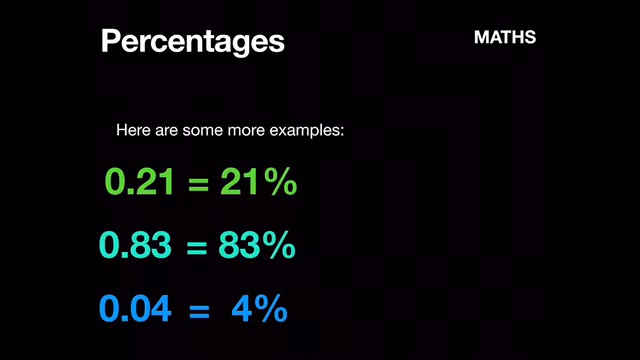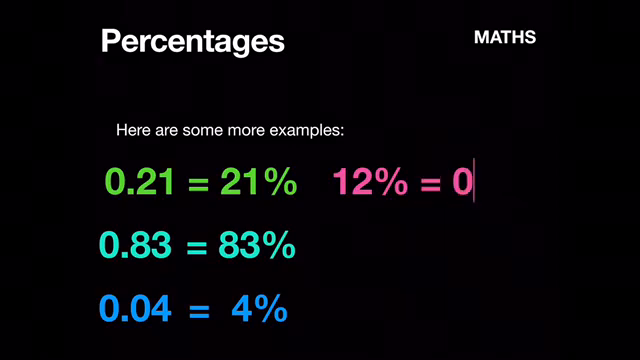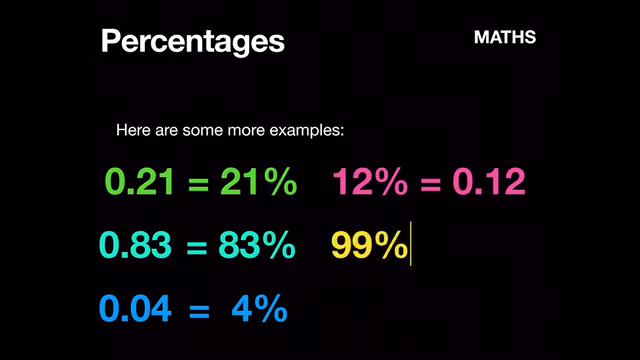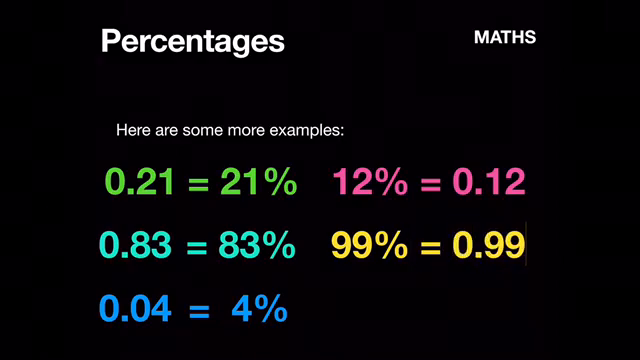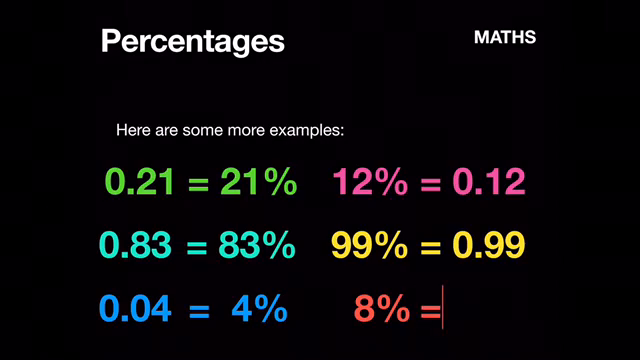Okay, let's try the other way around. As a percentage, 12%. Turn that into a decimal would be 0.12. Or, of course, as a fraction, 12 over 100. 99% would be 99 over 100, or 0.99. And then 8% as a decimal. If you said 0.8, you're wrong. It would be 0.08, or 8 over 100.